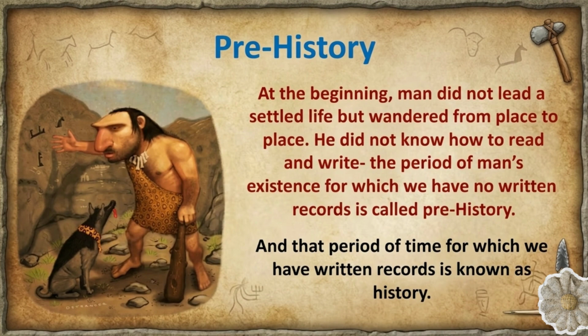Prehistory. We have already read about history. What is history? The study of the past. Now, prehistory क्या है? जिसके past में कुछ written records नहीं है, उसको हम prehistory कहते हैं. At the beginning, man did not lead a settled life, but wandered from place to place. He did not know how to read and write. The period of man's existence for which we have no written record is called prehistory. And that period of time for which we have written records is known as history.